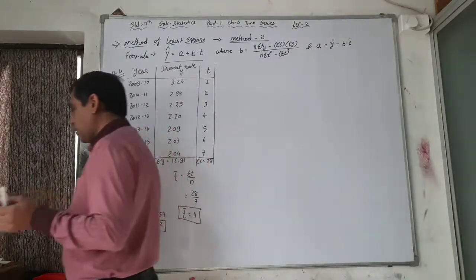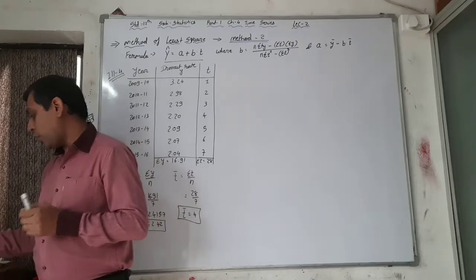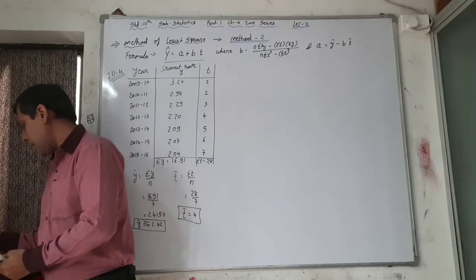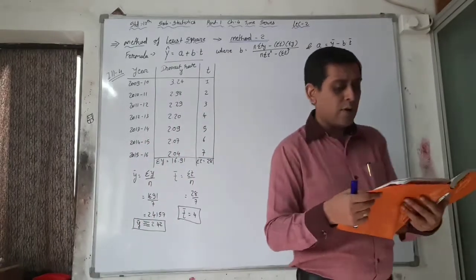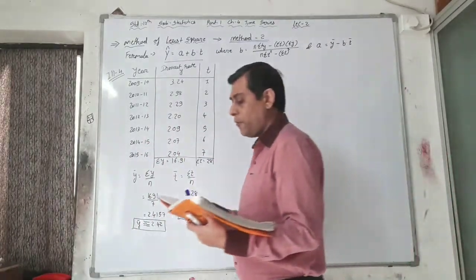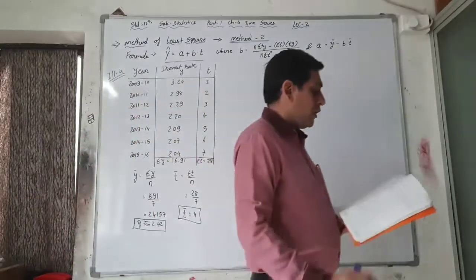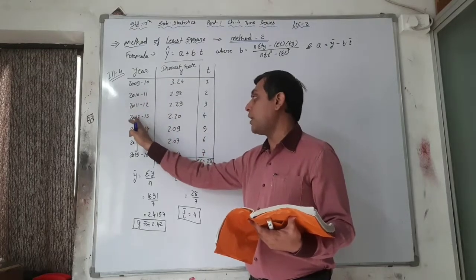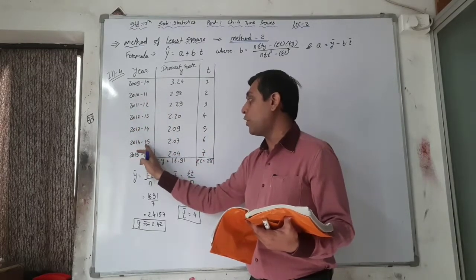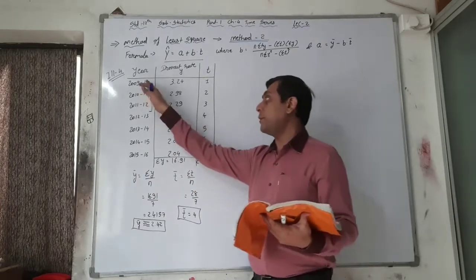Now move forward to illustration number 4, page number 167. First of all, we read the question. The dropout rate of the students of standard 1 to 5 from primary schools of a district is as follows. See, the year is given 2009-10, 10-11, 11-12, 12-13, 13-14, 14-15 and 15-16.